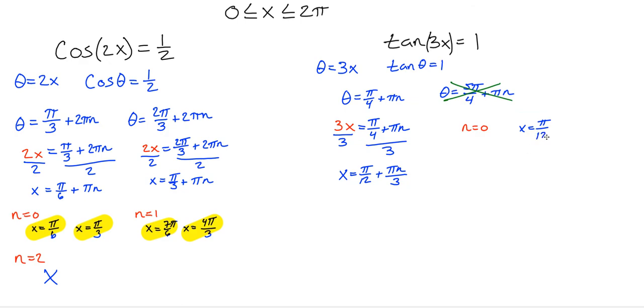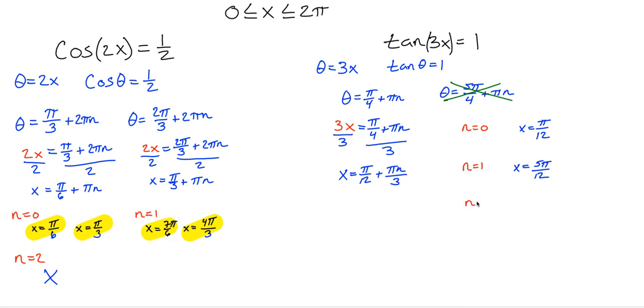Pi over 12. There we go. All right. Well, if we go back and we say that n is equal to 1 now, if n is equal to 1, we're going to have pi over 12 plus pi over 3, and pi over 12 plus pi over 3 is going to end up equaling 5 pi over 12. So x here is going to be 5 pi over 12. All right. Still less than 2 pi. So we're going to keep going.